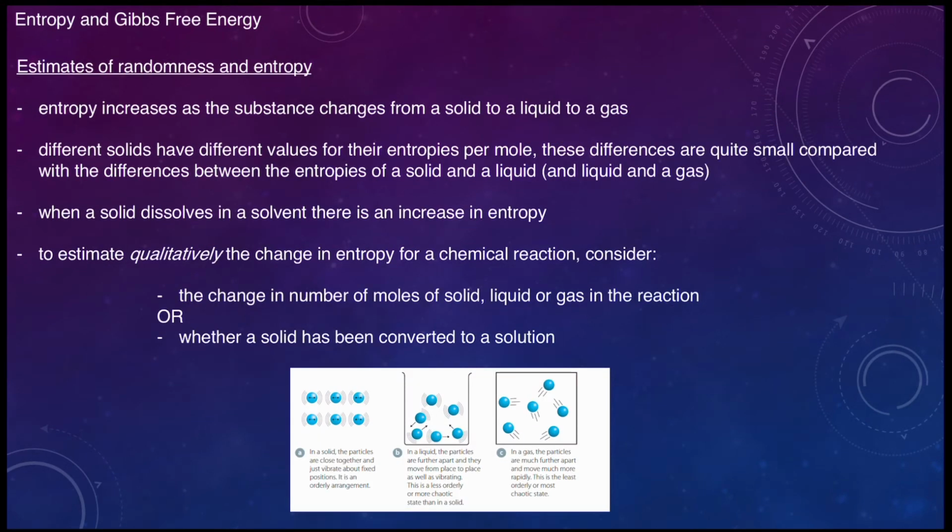So before we get into any of the quantitative calculations of entropy and Gibbs free energy, let's just look at qualitative estimates of randomness and entropy. So the first one we want to note down here is entropy increases as the substance changes from a solid to a liquid to a gas. If you have a look at these diagrams down the bottom here, solid, liquid, and a gas. And as we move from left to right along here, entropy increases.